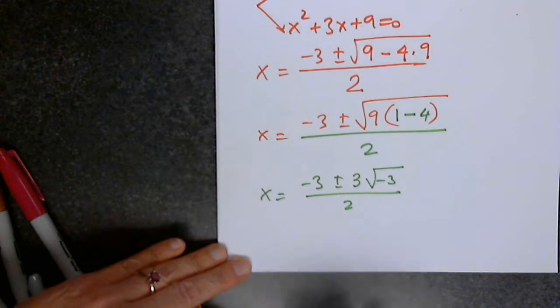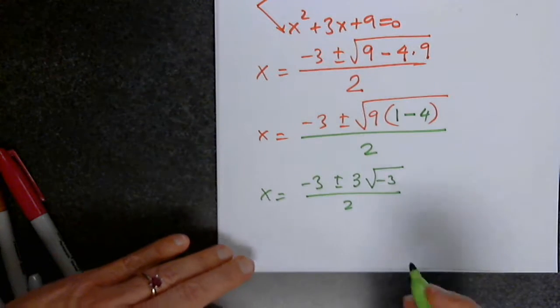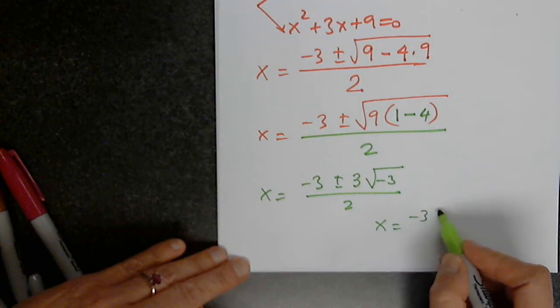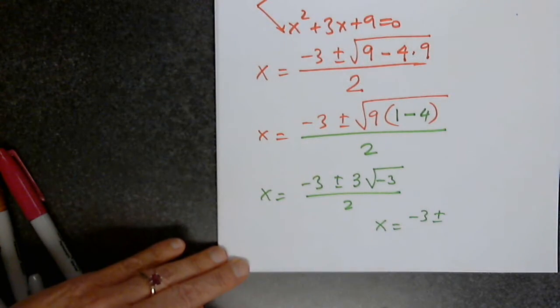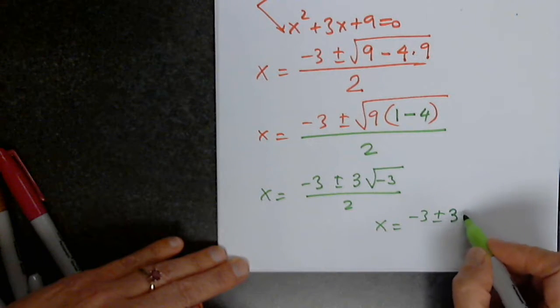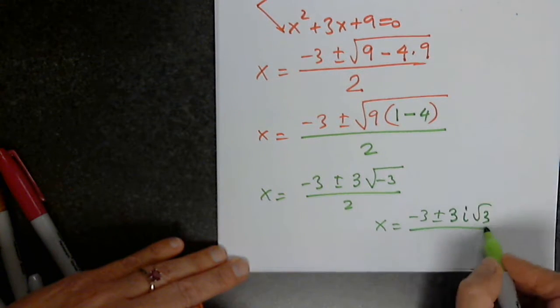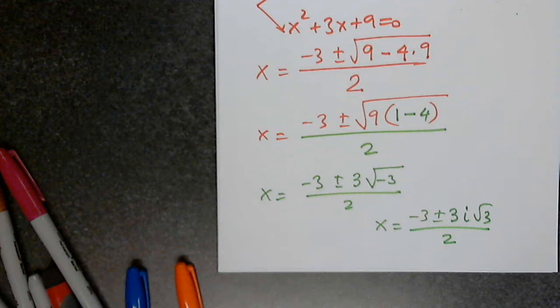But what does the square root of negative 3 mean from chapter 10? Yes, but I have to write what it is. Exactly. Yes, 3i, the square root of 3 divided by 2. We don't like to put anything after the square root. Perfect.